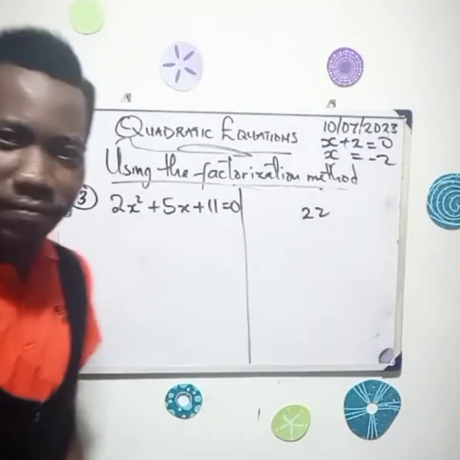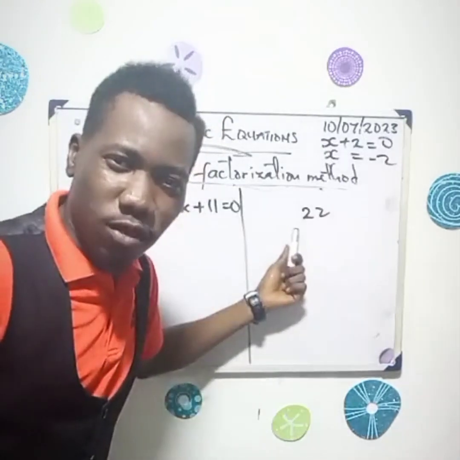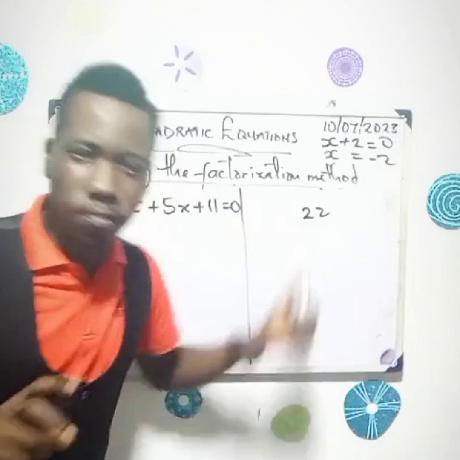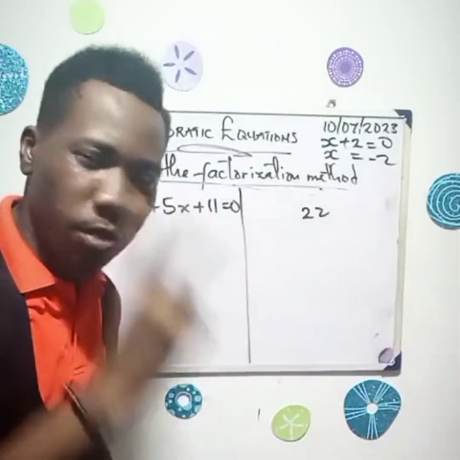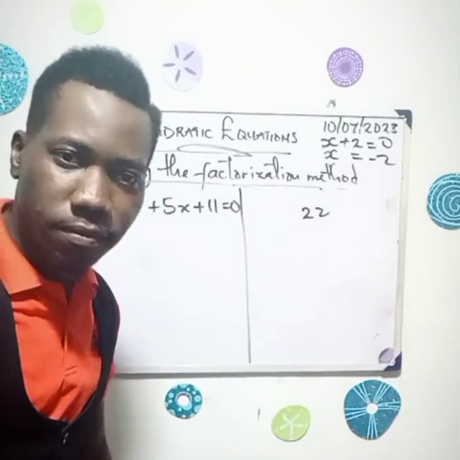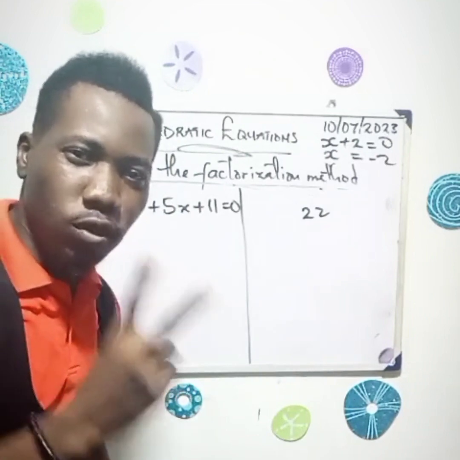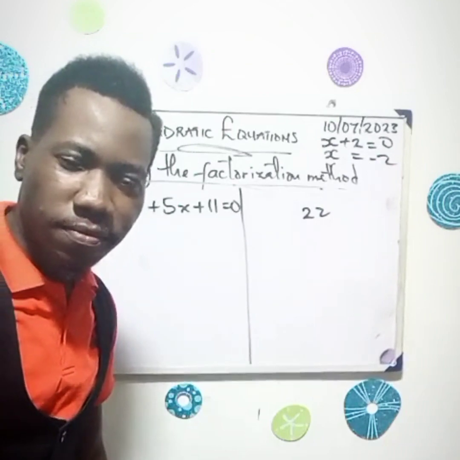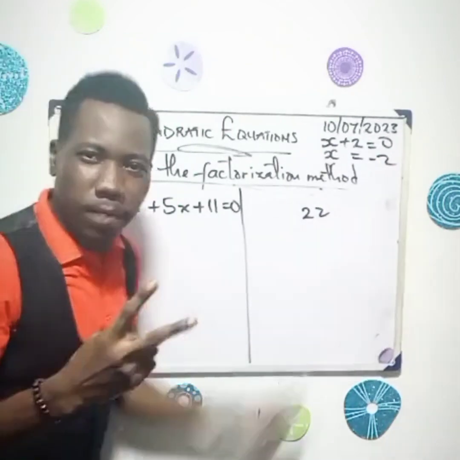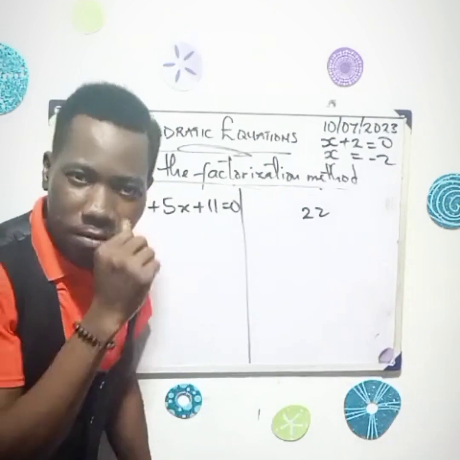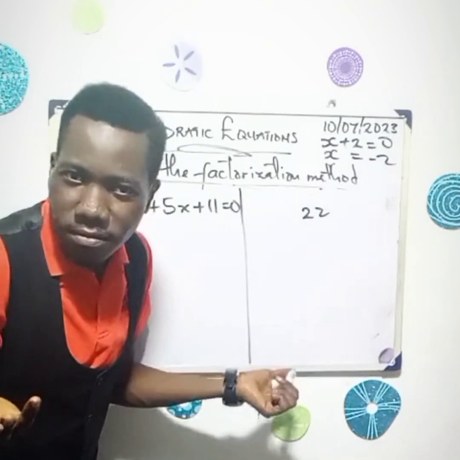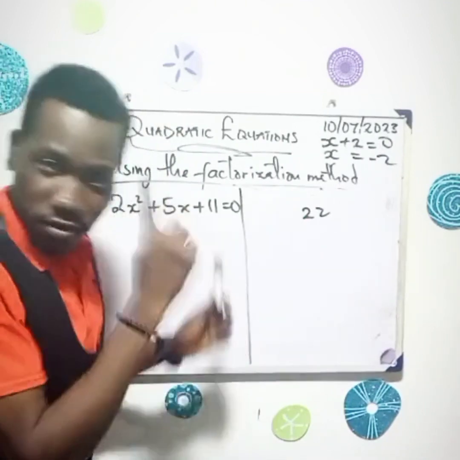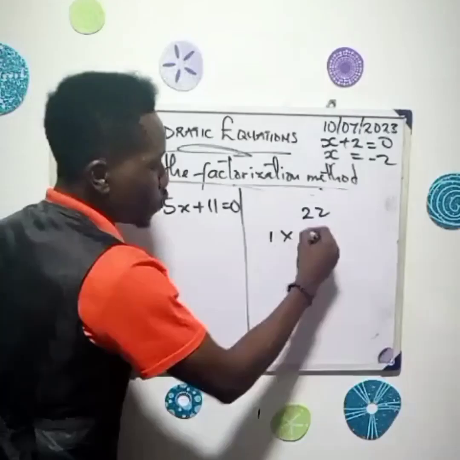Now what's the next thing? The next thing is to break down this 22. So you have to ask yourself, what two numbers will multiply to give you 22? What two numbers can we multiply to get 22? 2 and 11. So let's start with 1. Let's always start with 1. So 1 times 22 will give me 22.